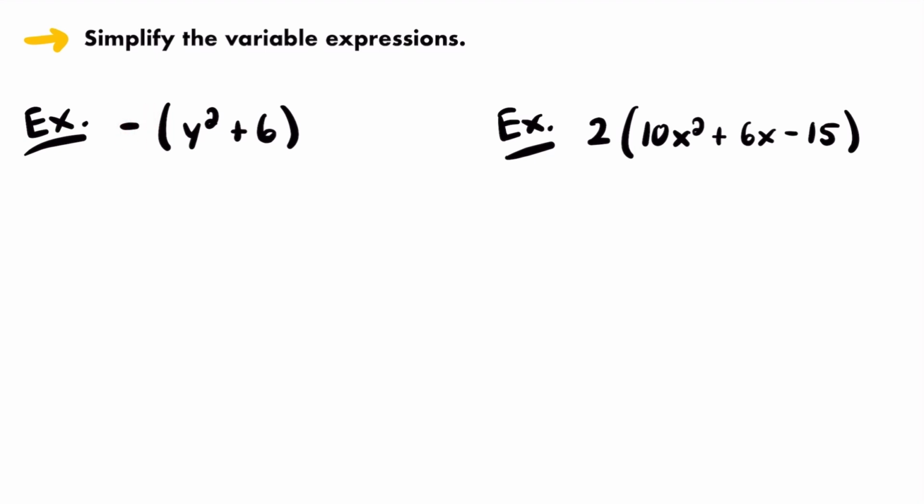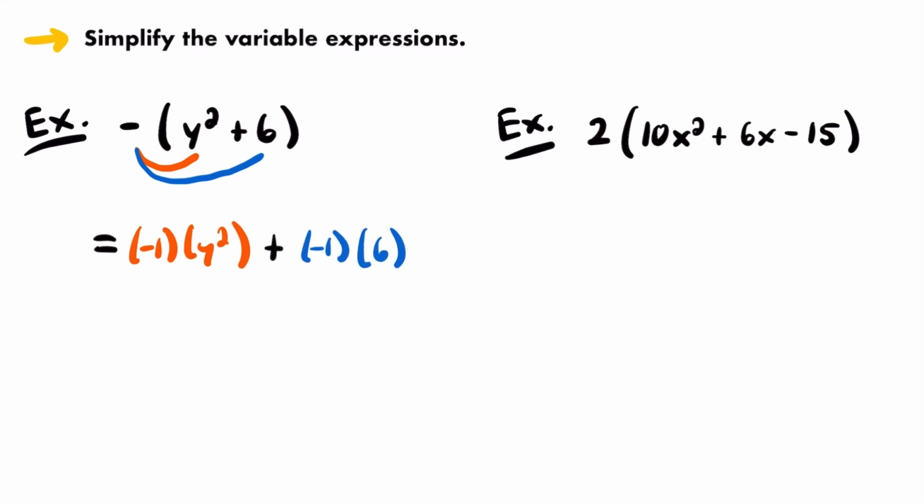The number on the outside of the parentheses is negative 1. And so using the distributive property, we would multiply negative 1 by both terms in the quantity. And so that would look like this. We'd have negative 1 times y squared, and then negative 1 times 6. And so writing that out, we have negative 1 times y squared, and then plus negative 1 times 6.